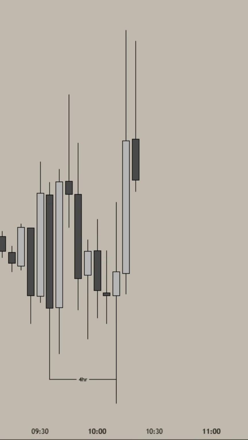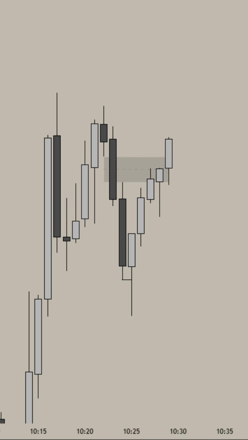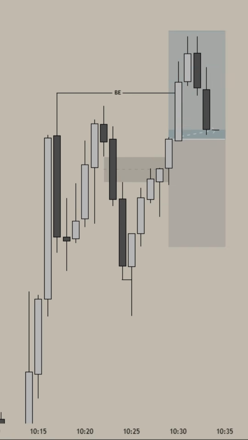Now, from this manipulation, we ended up opening a sponsored 5-minute where we tapped into this and get a 1-minute inversion. And this is the trade I ended up taking, going break even at the external high and holding for a 1 RR. But as you can see, it edges the 1 RR and then gets stopped out at break even.